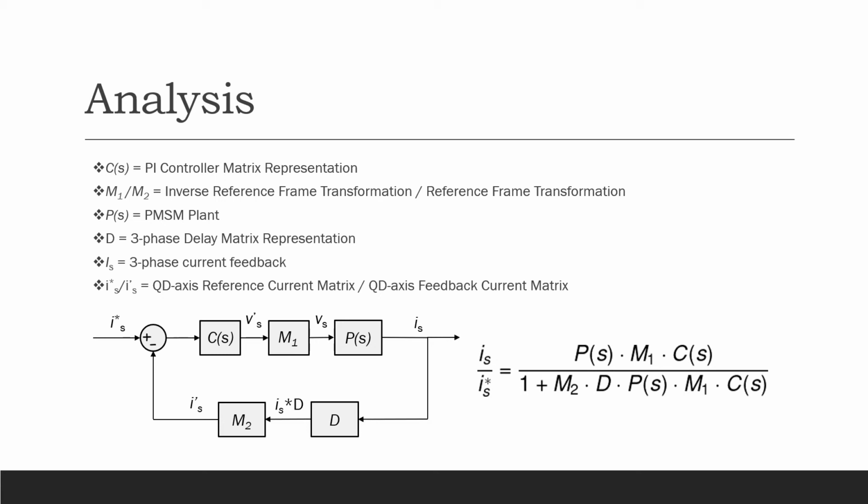This delayed three-phase current would then be passed through M2, which is the reference frame transformation, and then we would achieve our QD axis current feedback, which would then be used in the loop again and would be controlled to just achieve field-oriented control. And this can be seen mathematically modeled as the frequency domain transfer function on the right side there, where you have I of S over I star of S.